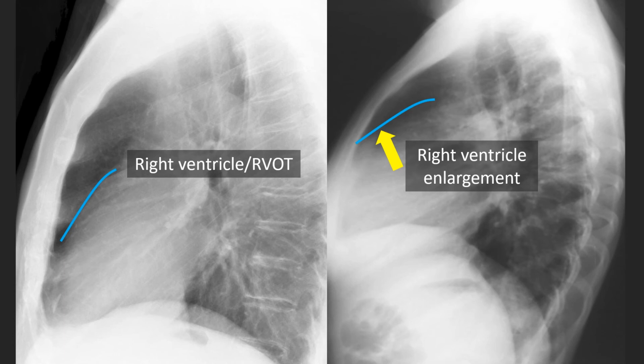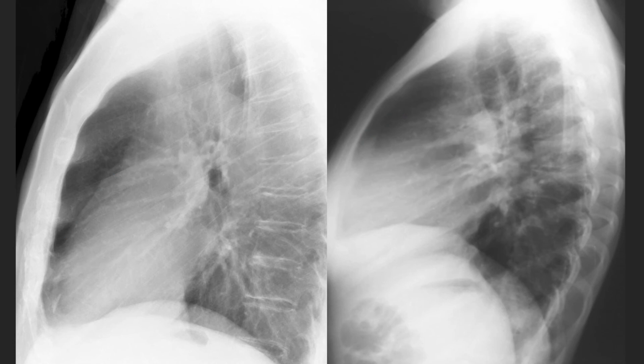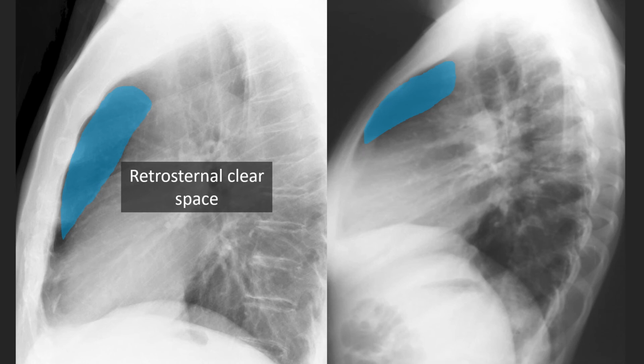As the right ventricle becomes progressively larger in size, the retrosternal clear space becomes progressively smaller in size. Notice how there is a difference in size between the retrosternal clear space on the right and the retrosternal clear space on the left, with on the right being smaller in size from an enlarged right ventricle.